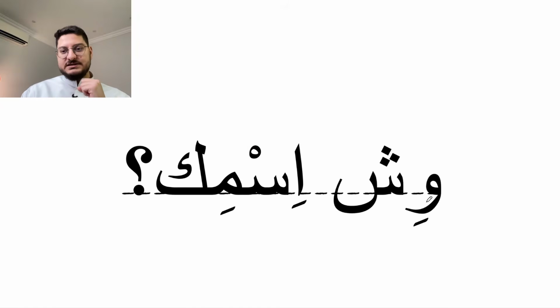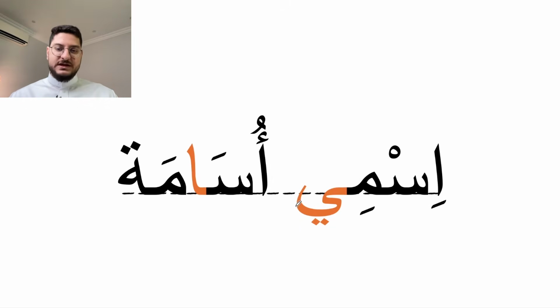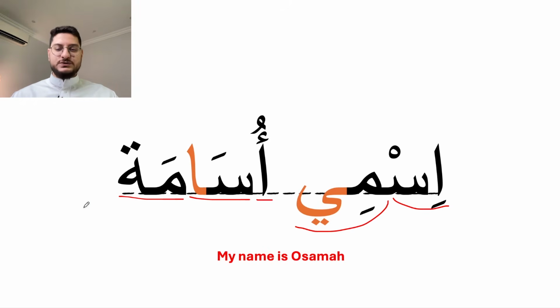Let's read this sentence. So the first word we have is starting with we, and then the ish, right? So wish, and then we have ismek, wish ismek, and this should sound familiar. Wish ismek means what's your name? Let's look at this one. Ismi, Osamah. And this is how my name is written. Ismi, Osamah. My name is Osamah.